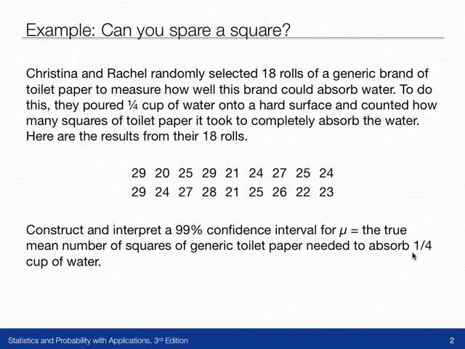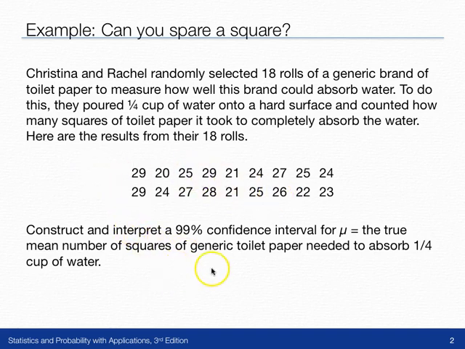Here are the results from their 18 rolls. So some of the rolls, it only took 21 or so, as low as 20 squares to absorb all the water, and some it took as many as 29. What we want to do is construct and interpret a 99% confidence interval for the true mean number of squares of generic toilet paper needed to absorb 1/4 of a cup of water. So it's probably somewhere in the 20s. We can see that all of our answers were in the 20s.